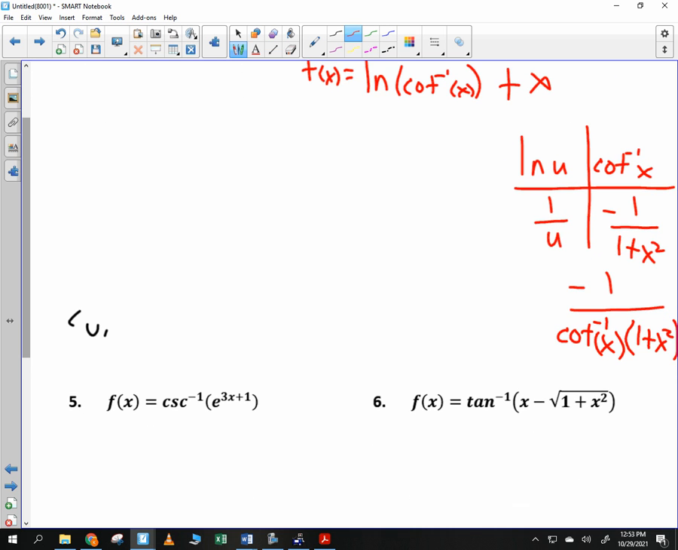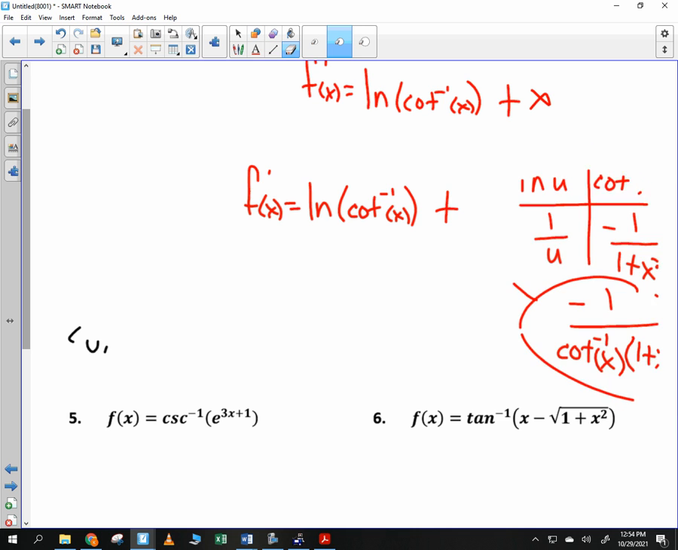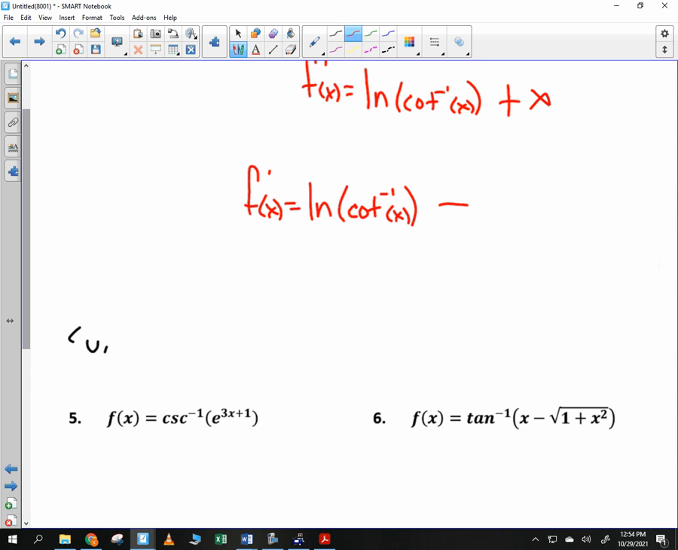Yeah? So that thing is what goes right there, right? And if I multiply it by x, does the x go on the top or the bottom? Goes in the top. So therefore, our derivative, f prime of x, is equal to the natural log of cotangent inverse of x plus, or should I do minus? Now let's do minus x over, I think we had cotangent inverse of x times 1 plus x squared.